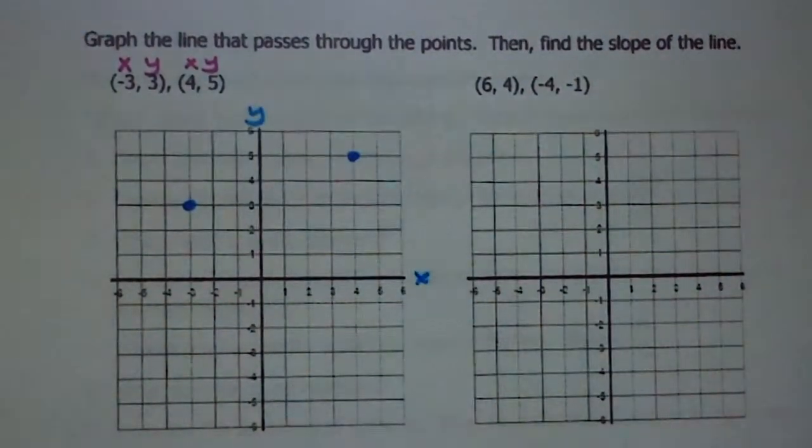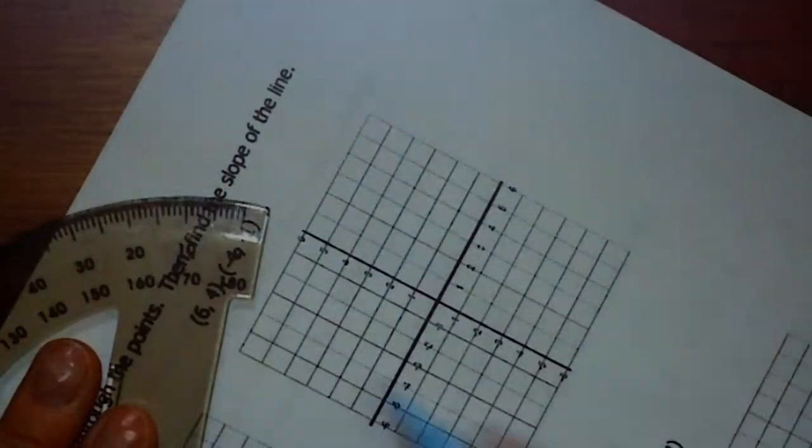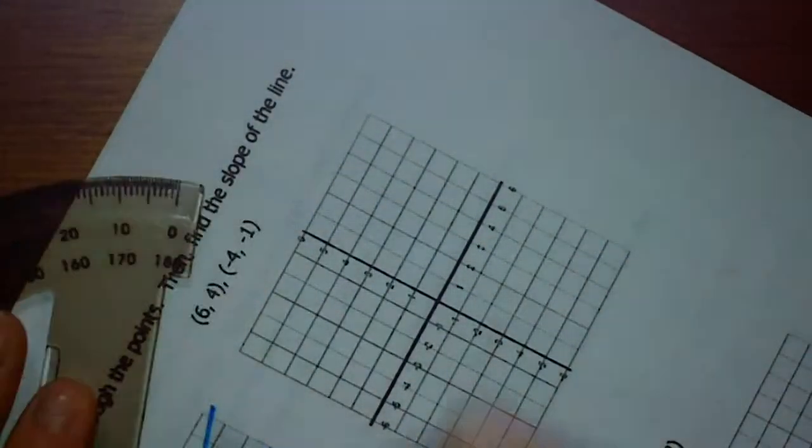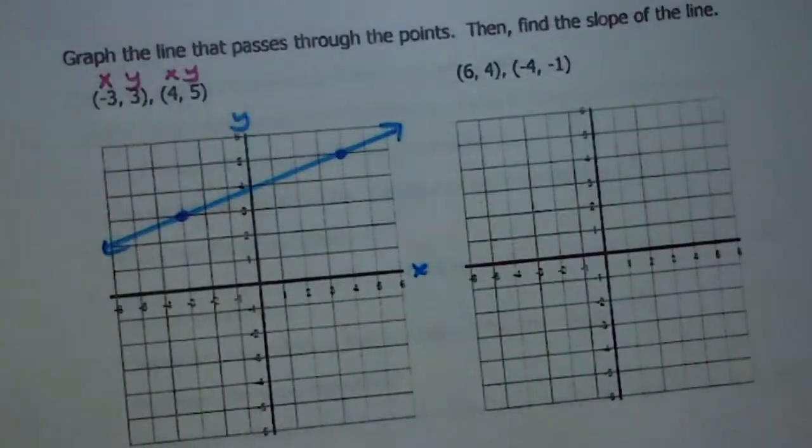You have 2 points. That is enough to make a line. We're going to connect those with a ruler or any straight edge that you have at home.